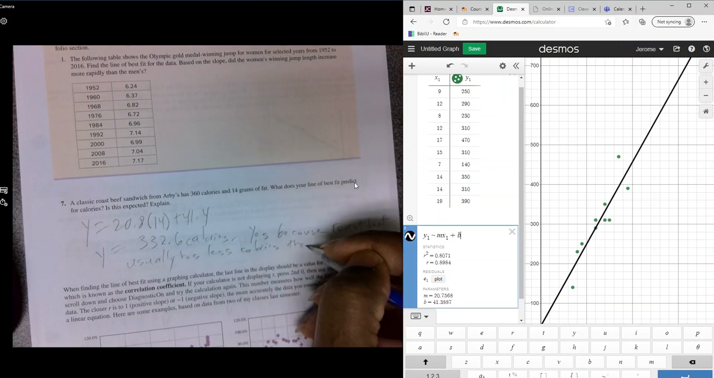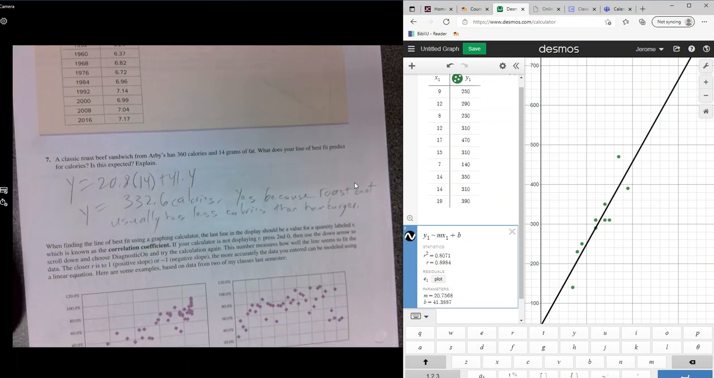Okay, now when finding the line of best fit using a graphing calculator, the last line in the display should be a value for a quantity labeled R, which is known as the correlation coefficient. If your calculator is not displaying R, press second, 0, then use the down. Okay, now this is talking about the TI-84. So let me do that real quick, because as we see here, R is given with Desmos. That's automatic. But with the TI, you notice the R is not displayed here.